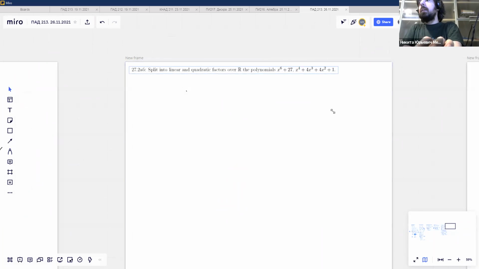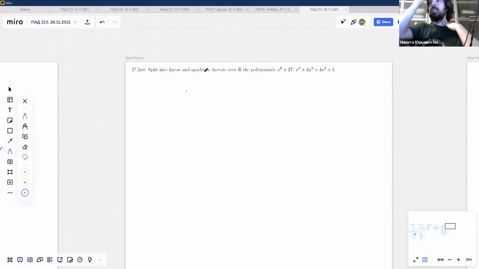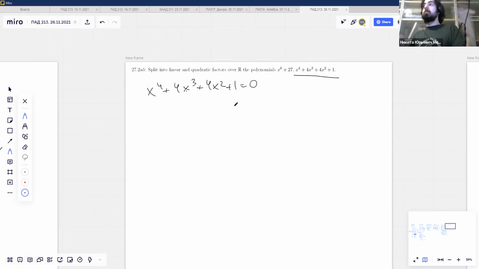So I will leave it half done because we don't have too much time. But let me start it. So now I consider the second polynomial here. Well, now to start doing this task, I have to solve this equation. And now we have a slight problem.